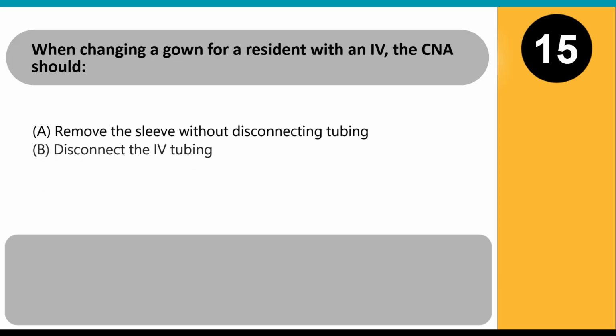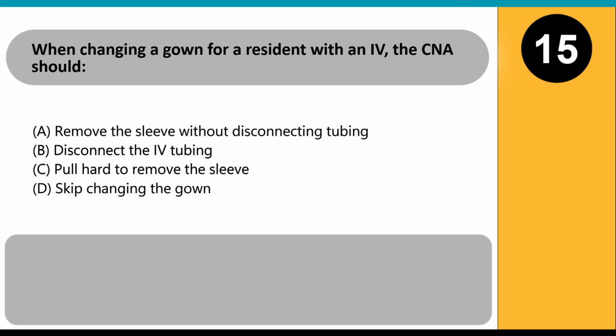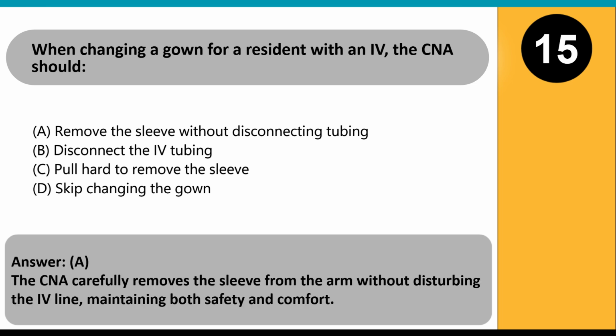When changing a gown for a resident with an IV, the CNA should: A. Remove the sleeve without disconnecting tubing. B. Disconnect the IV tubing. C. Pull hard to remove the sleeve. D. Skip changing the gown. Answer, A. The CNA carefully removes the sleeve from the arm without disturbing the IV line, maintaining both safety and comfort.